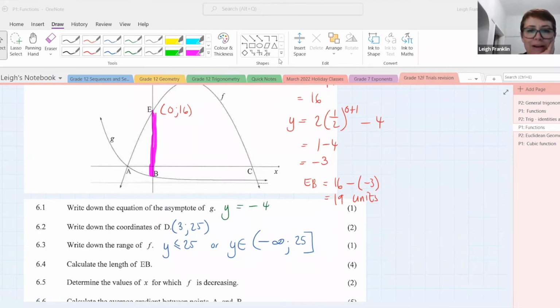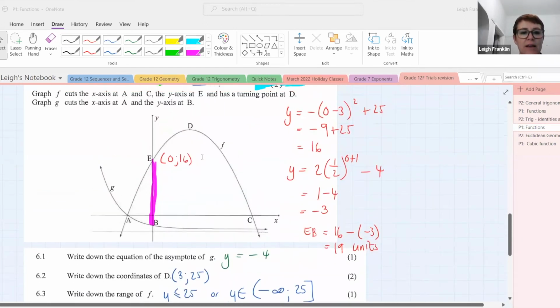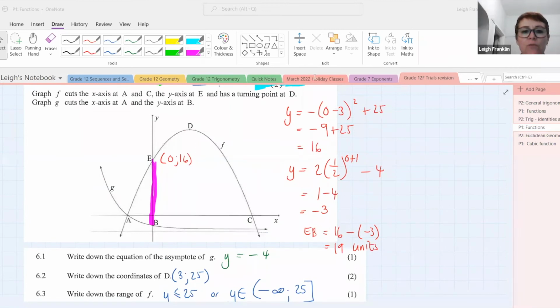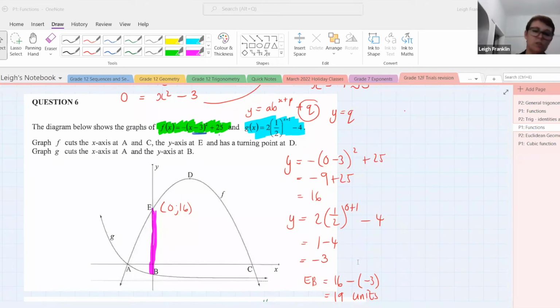Cool, Yakupa. Determine the values of x for which f is decreasing. Good, Nawazi, I'm glad. So for what values of x is f a decreasing function? What does the word decreasing mean when we talk about functions?